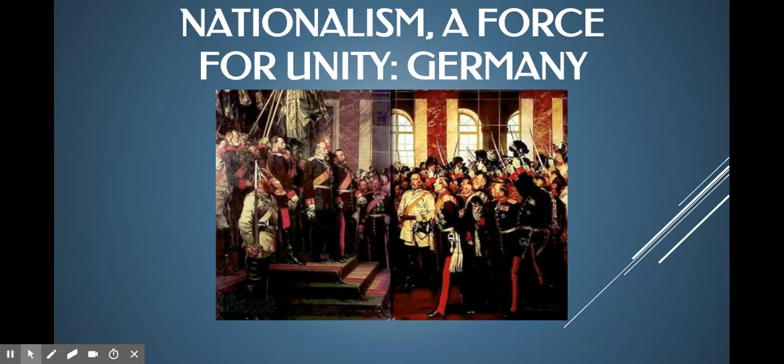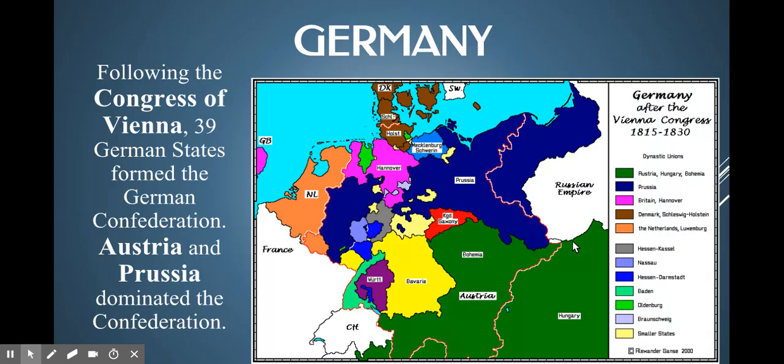Okay. Nationalism, like we've talked about, can be a force for unity. It can bring countries together. And so our second example would be Germany.